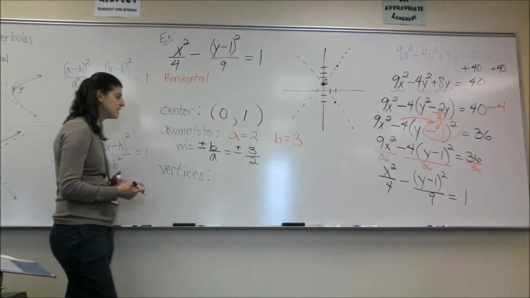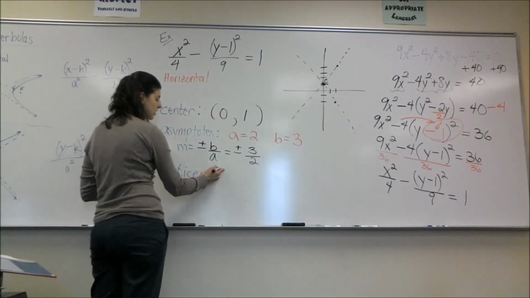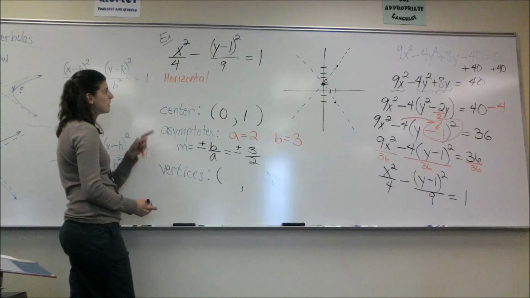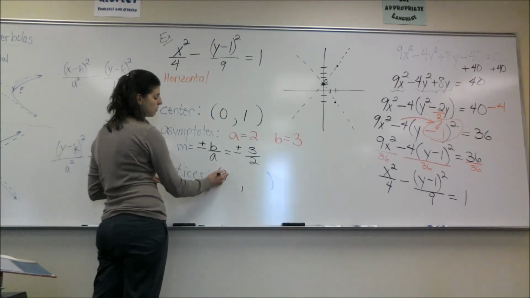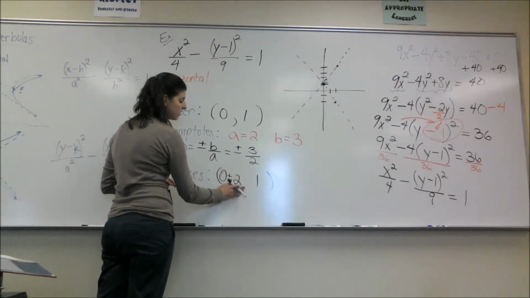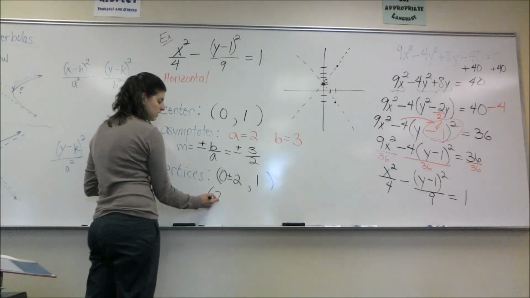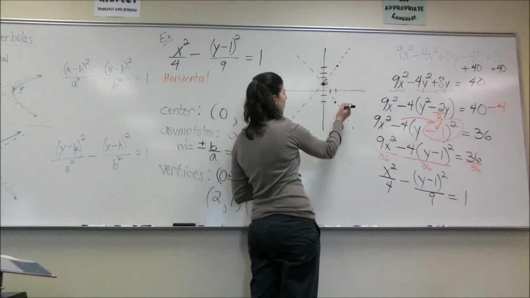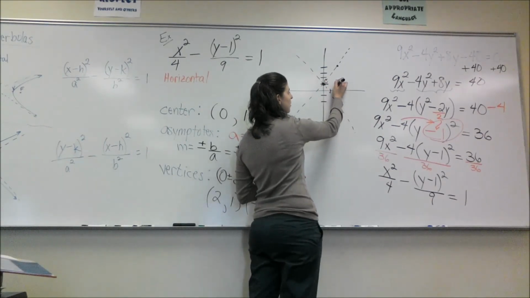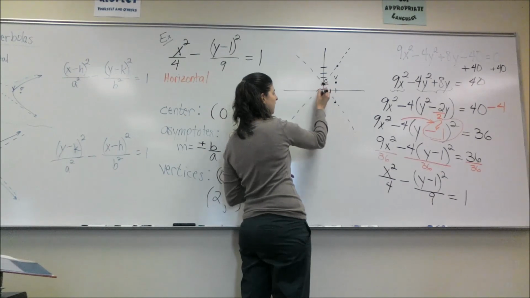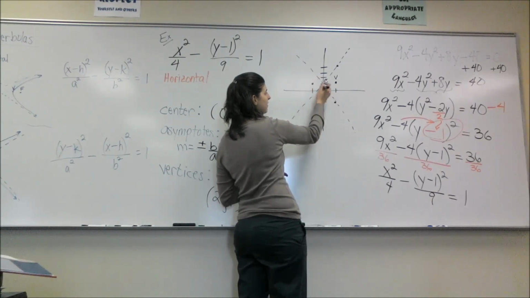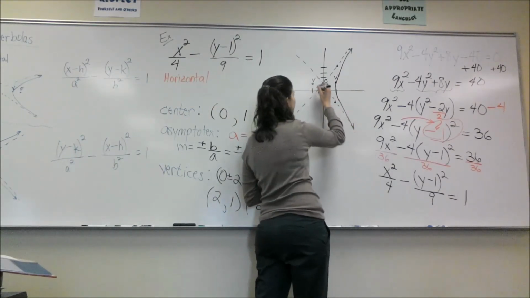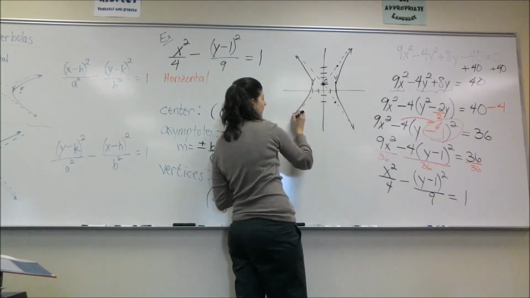Okay, now I need my vertices. My vertices are going to be a units away from my center. So I'm going to go a unit horizontally. So I'm going to change the x value by 2. So 0 plus and minus 2. And I'm still going to have the y value of 1. 2, 1, and negative 2, 1 are my vertices. Horizontally, let's see, 2, 1. Notice it's still in line with your center, and negative 2, 1. Your hyperbolas look something like this.